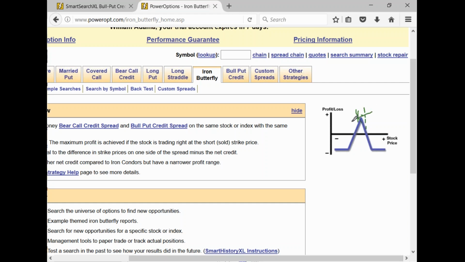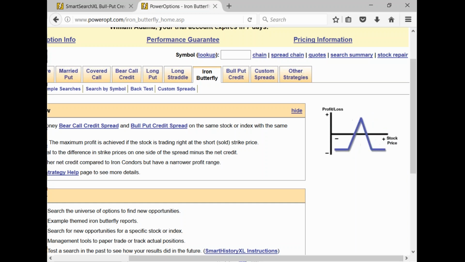I don't even try to do this. I'll do a condor to get less credit, but to give me a wider range of profitability. Yes, the butterflies may tend to have a wider upper and lower break even, but the goal is to make near the maximum profit. You've got to pinpoint a strike price, and I'm not good at that. I'll admit it freely, okay? So I don't even mess around with butterflies, iron butterflies.